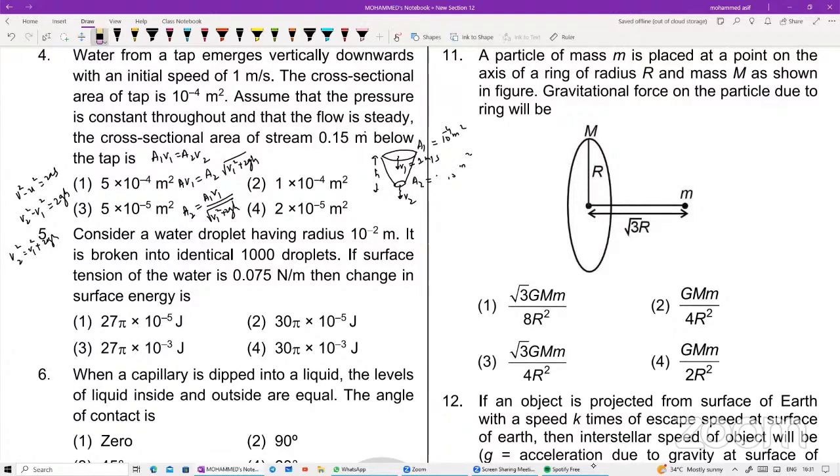Okay, substitute that one in the given condition, we'll get the answer for that. Okay, so we need to find A2. The h value is given as 0.15 meter. So substitute that one, that will give me the answer. Am I clear?